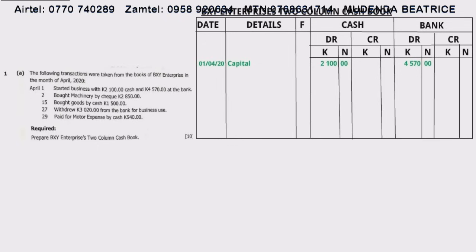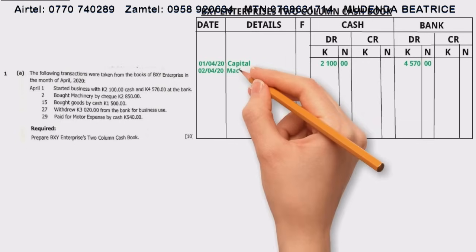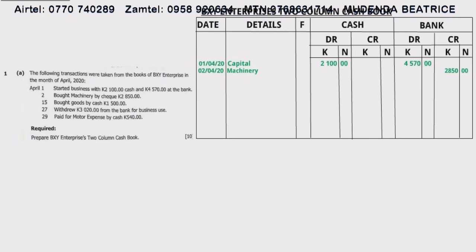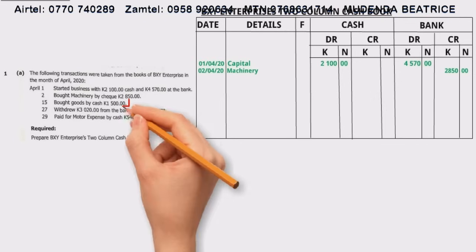On 2nd April 2020, bought machinery by check, 2,850 kwacha. So buying machinery by check means the money from his account will be paid to the company where he got the machine. So meaning machinery will be credited under the bank section. We are going to write it the way we have written the others.